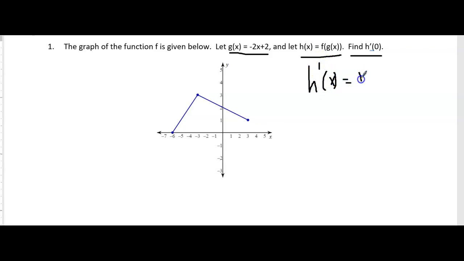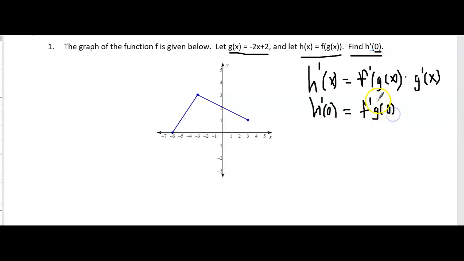So the derivative of h will be the derivative of the outside function, which is f prime. And we don't do anything different with the inside, we just leave it as is. And we multiply that by the derivative of the inside now, which is times g prime. And our goal here is to now plug in the 0 for x. So if I do that, we will get h prime of 0 is equal to f prime of g of 0 times g prime of 0.